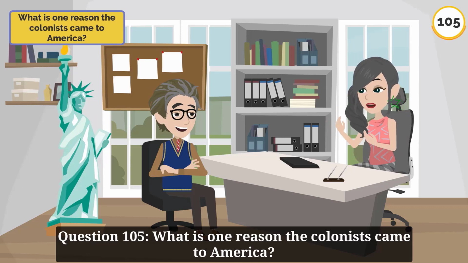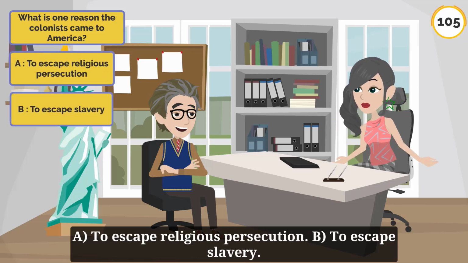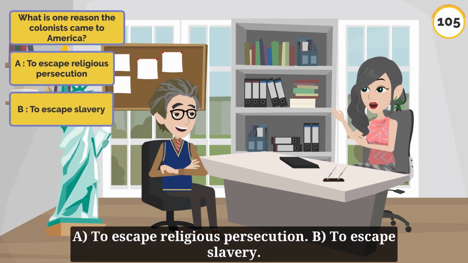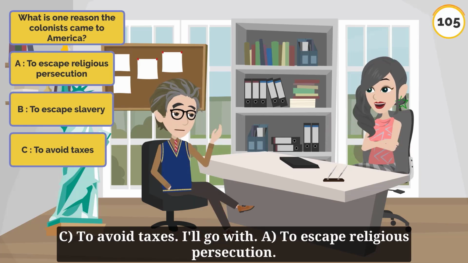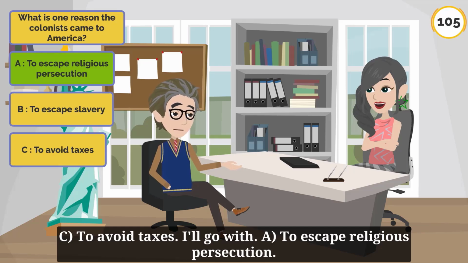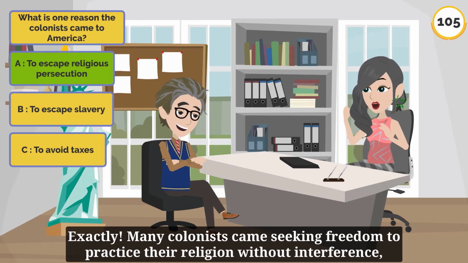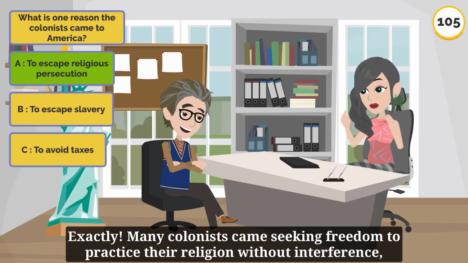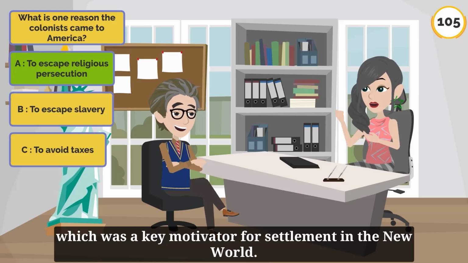Question 105. What is one reason the colonists came to America? A. To escape religious persecution. B. To escape slavery. C. To avoid taxes. I'll go with A. To escape religious persecution. Exactly. Many colonists came seeking freedom to practice their religion without interference, which was a key motivator for settlement in the New World.